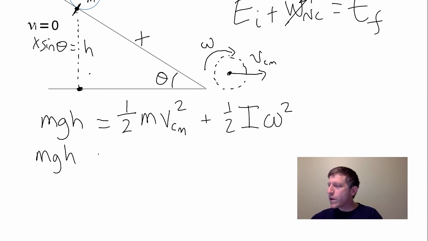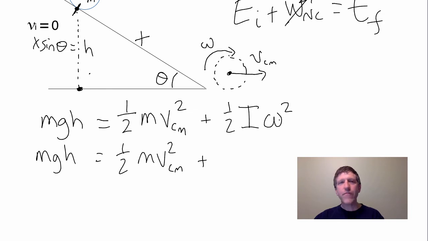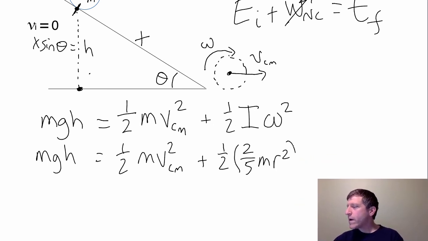mgh will equal 1/2 m v_cm squared plus... Is there any way we can express this omega in terms of the velocity of the center of mass? Well, if you're getting used to this stuff, then you'll know that we sure can. This will just be 1/2, I is 2/5 m r squared, and omega we can express as v of the center of mass over r. Of course, we can't forget to square that whole thing.